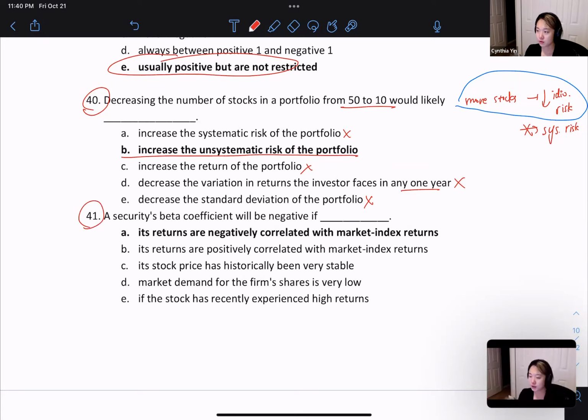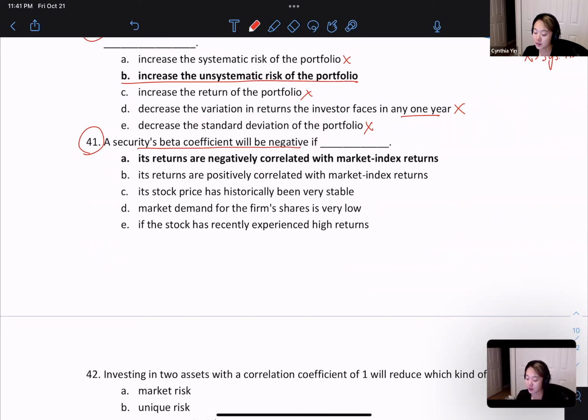Question 41, I actually described earlier on the earlier question, but let me briefly say it again. If a security's beta coefficient is negative, it means its returns are negatively correlated with the market. In other words, during recession, the return actually is good.